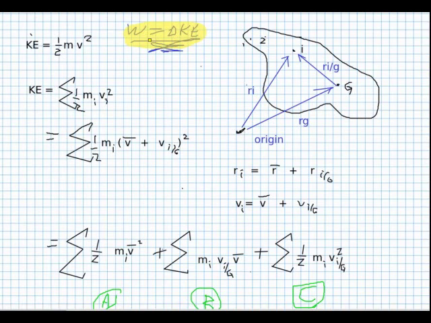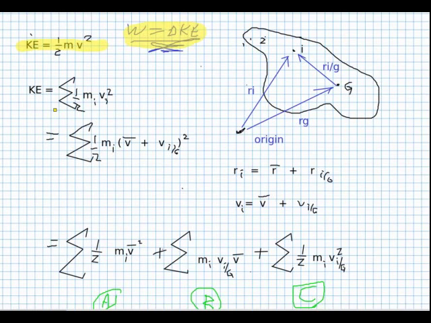So to make this approach work, we need to figure out how to calculate kinetic energy. We know that for an individual particle, kinetic energy is 1/2 mv squared. So this is for an individual particle. That formula works.